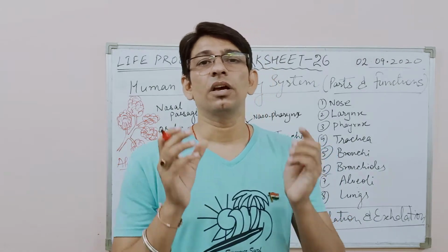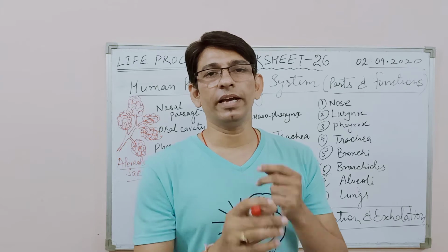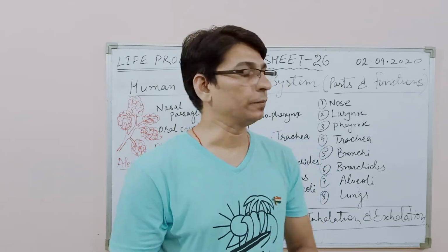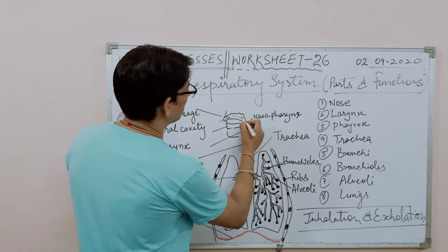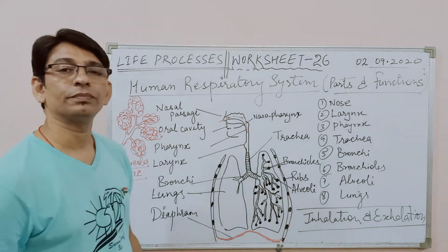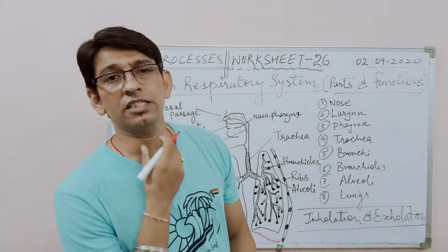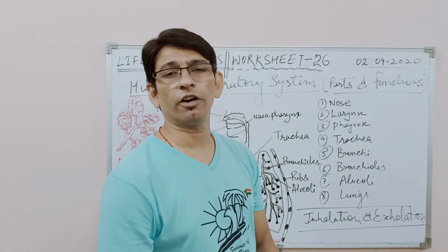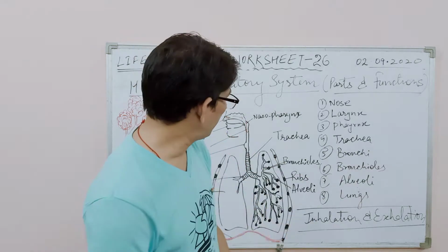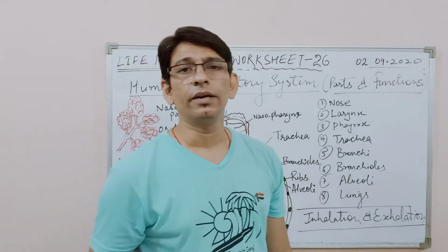Here the air is warm and moist. Means the air is now a bit warmer and it is laden with moisture. The moist and the warm air is pulled into the larynx. Larynx, as we have seen, is a voice producing portion of the human being. Means the voice, the sound is produced in the larynx. From the larynx, the air enters into the trachea.